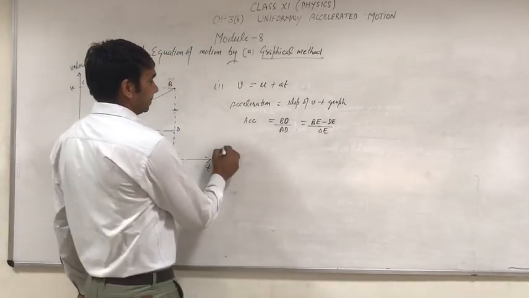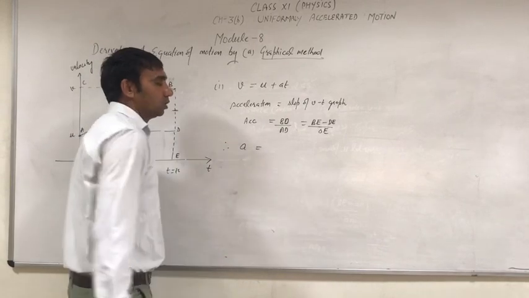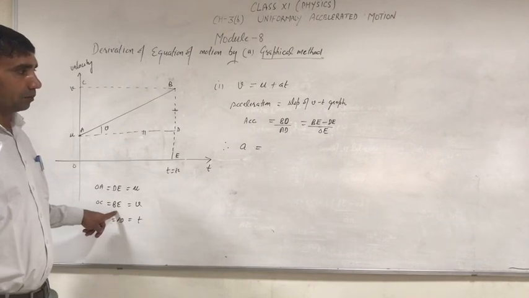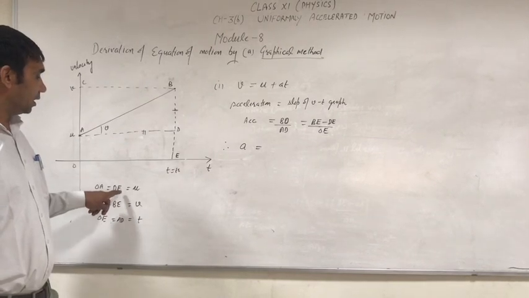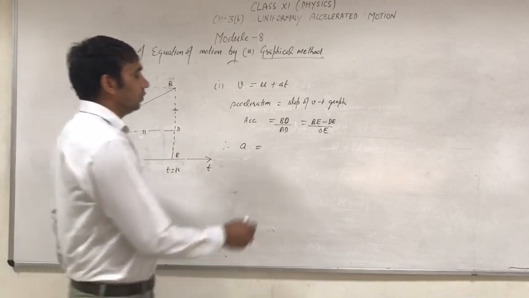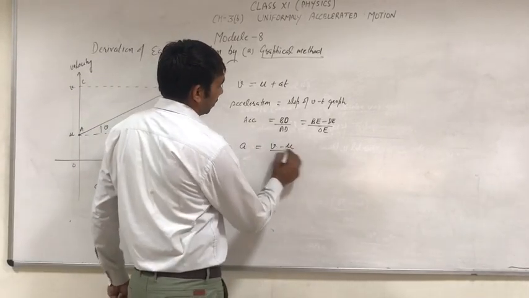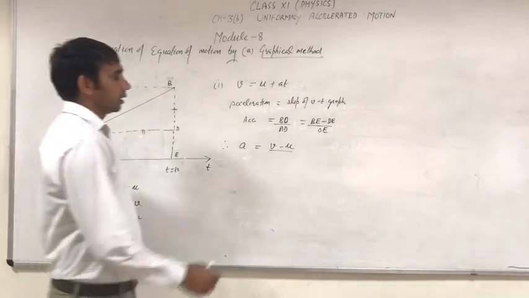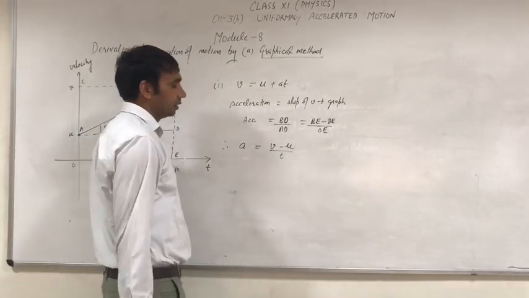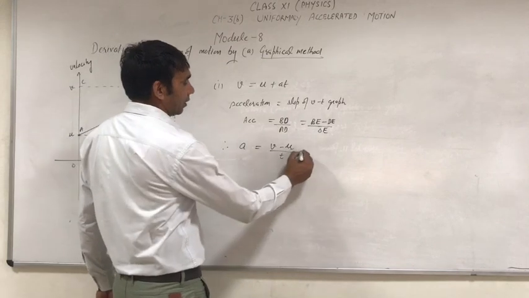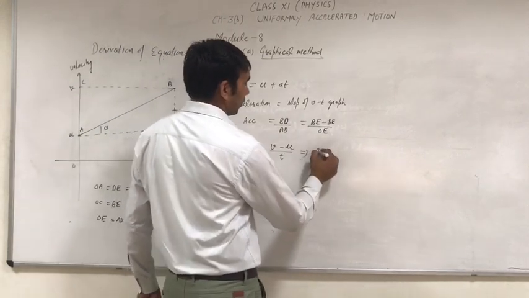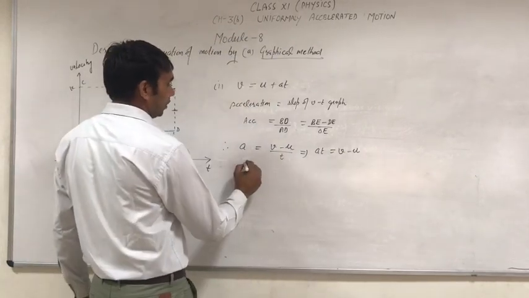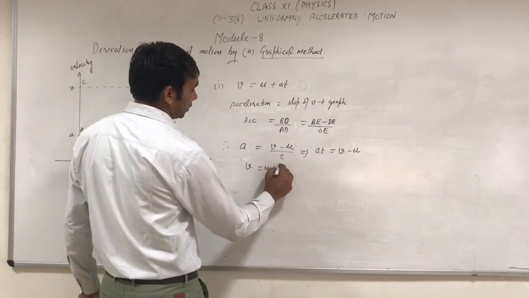So acceleration, denoted by a, equals BE, the final velocity, minus DE, the initial velocity, that is v minus u, divided by OE, which is equal to the time taken by the object, t. Therefore, at is equal to v minus u. So v is equal to u plus at.